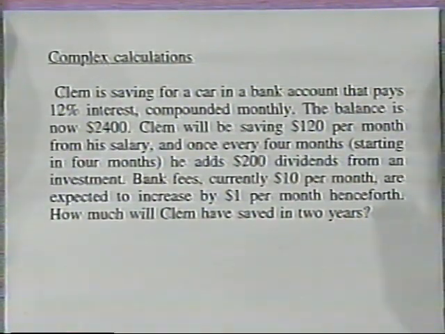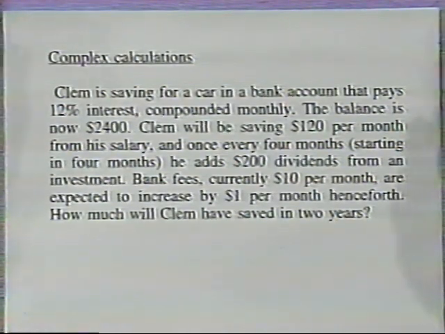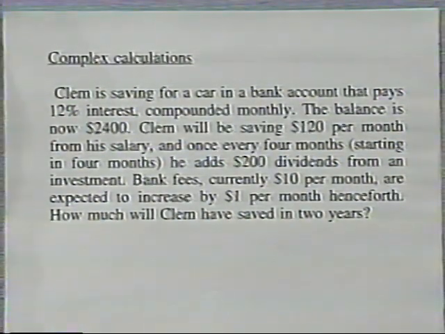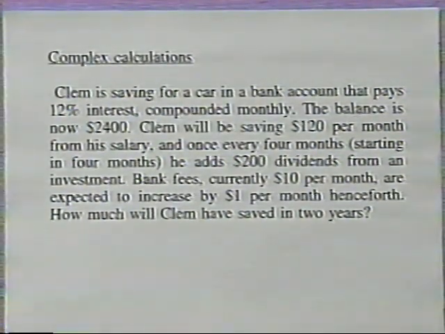And once every 4 months, he's adding $200 in dividends, and this money is accumulating in the account, and he's eventually going to save enough for the car. He also has bank fees of $10 per month, which are expected to increase by $1 per month henceforth. And the question is, how much will Clem have saved in 2 years?